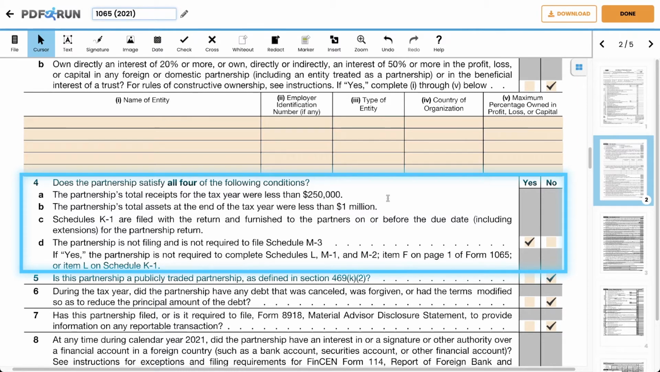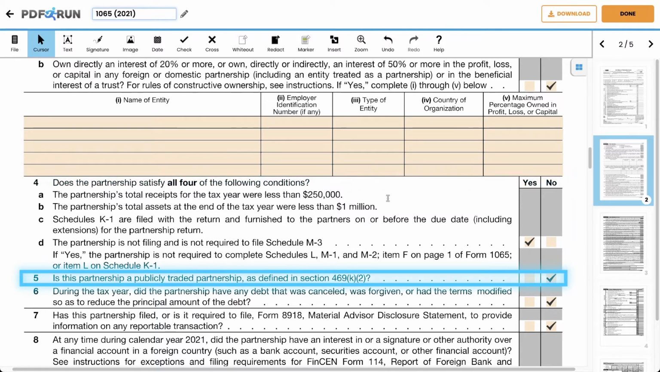If all four of the above conditions are met, the partnership is not required to complete Schedules L, M1, and M2, Item F on page 1 of Form 1065, or Item L on Schedule K1. Otherwise, check no. Line 5. If the partnership is a publicly traded partnership as defined in Section 469(k)(2), check yes. Otherwise, check no.